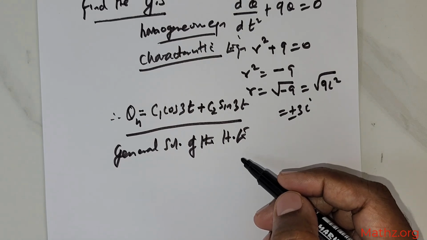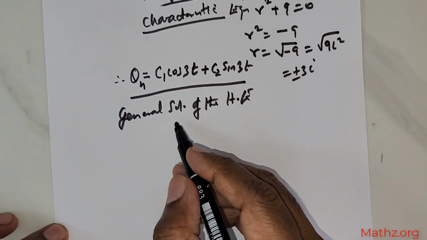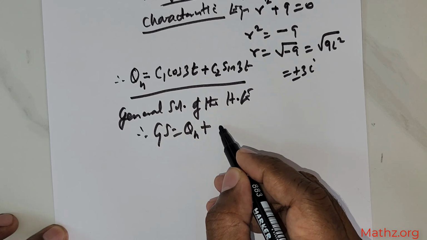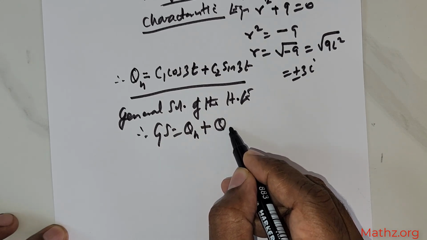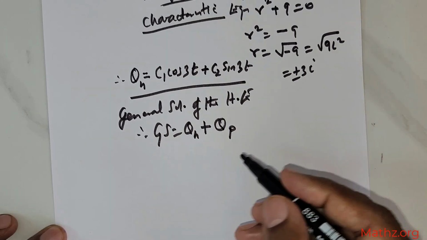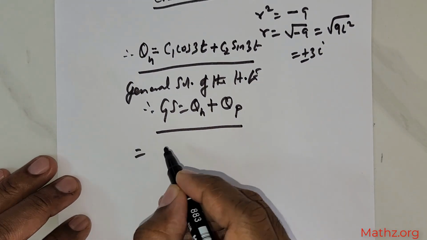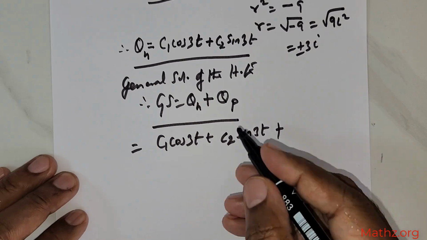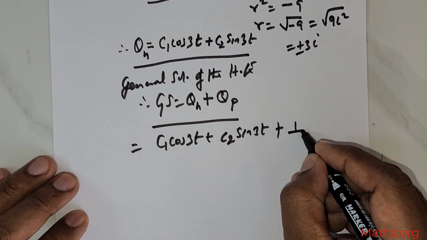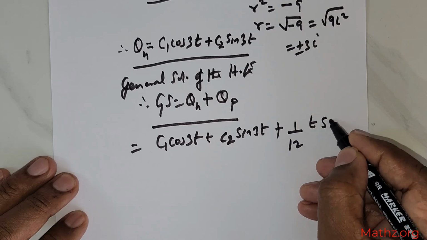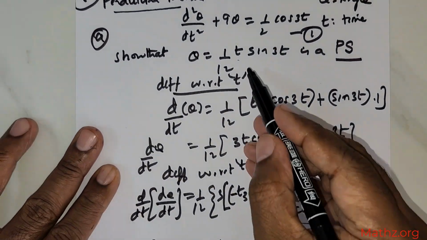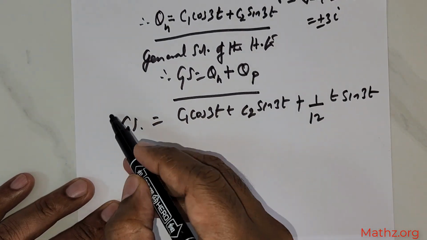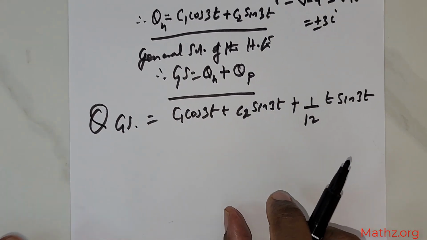But we need the general solution, right? So therefore the general solution is the general solution of the homogeneous equation plus the solution we got as the particular solution. So these two things should be added together. So this is equal to c1 times cos 3t positive c2 times sin 3t positive 1 over 12 times t times sin 3t, right? You see that this has been verified. Okay, so fair enough. So this is my general solution. It can be represented as theta. So that completes that part.